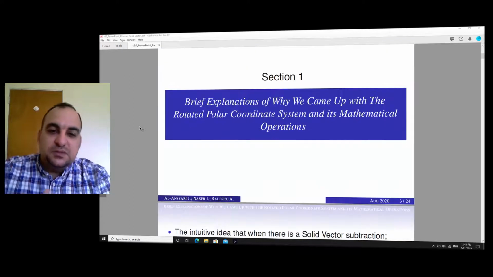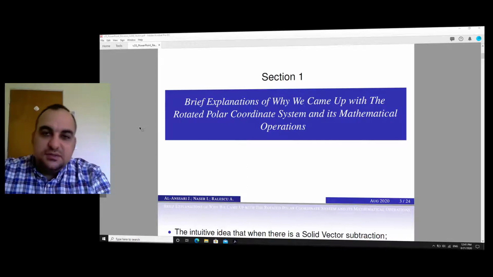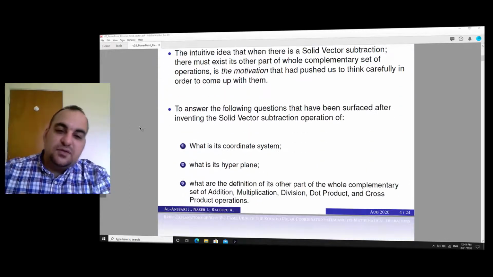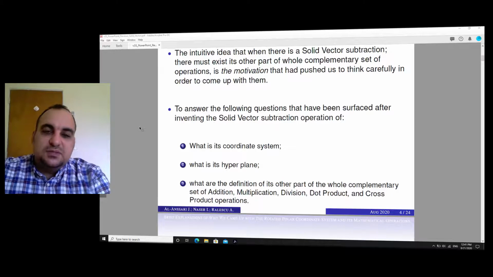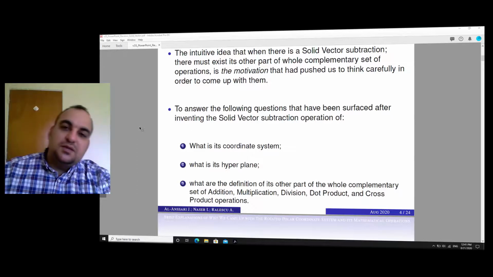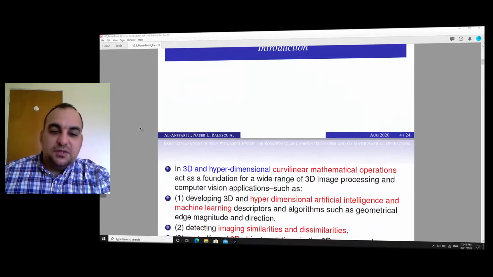So section 1 shows a brief explanation of why we came up with the rotated polar coordinate system and its mathematical operation. That is to answer the following questions that have been surfaced after inventing the solid vector subtraction operation: what is its coordinate system, what is its hyperplane, and what are its complementary set of solid vector addition, multiplication, division, dot product, and cross product operations. So section 2 is an introduction.